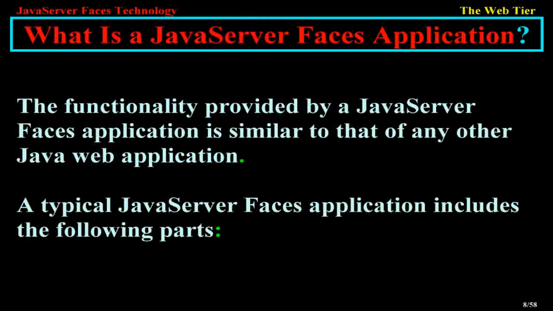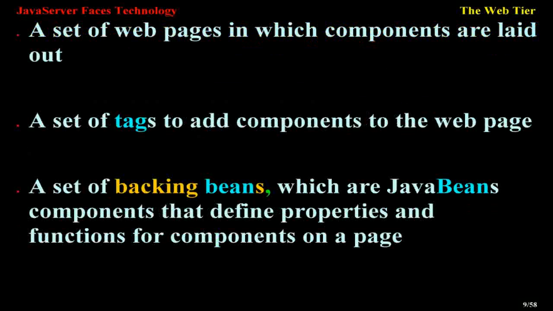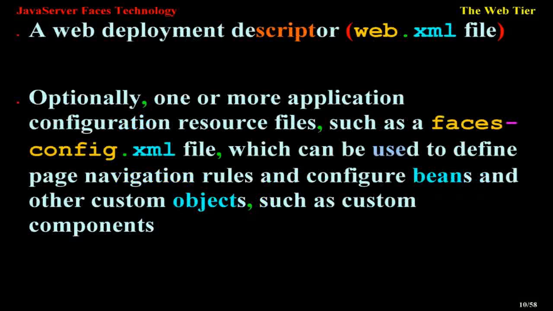The functionality provided by a JavaServer Faces application is similar to that of any other Java web application. A typical JavaServer Faces application includes the following parts: a set of web pages in which components are laid out, a set of tags to add components to the web page, a set of backing beans, which are JavaBeans components that define properties and functions for components on a page, a web deployment descriptor, a web.xml file.